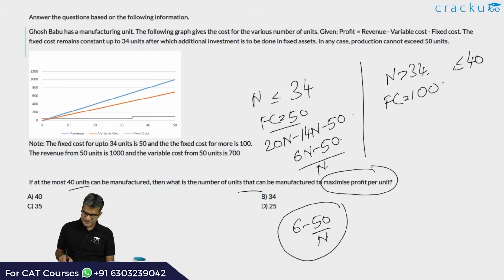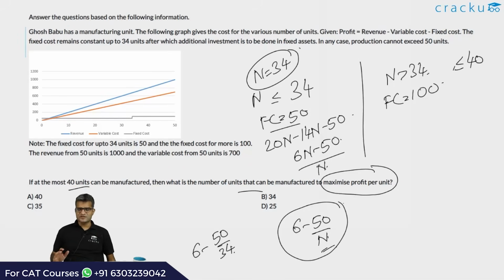We are trying to maximize this. We'll maximize this as the value of n increases. Because this is 6 minus something, we want 50 by n to be as low as possible. So if the value of n increases, this one increases and it hits a maximum when n is actually equal to 34. And it will be equal to 6 minus 50 by 34. 50 by 34 is approximately 1.5, because 51 by 34 is 1.5. So this is approximately 4.5.